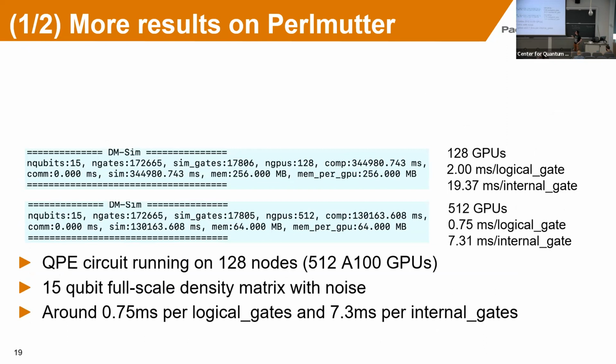I am still waiting for some jobs to finish on Perlmutter, but this shows the scaling from 8 GPUs, 32 GPUs, 128 GPUs, to 512 GPUs. Because every time you add 1 more qubit for the density matrix simulation, you basically need 4 times the resources.